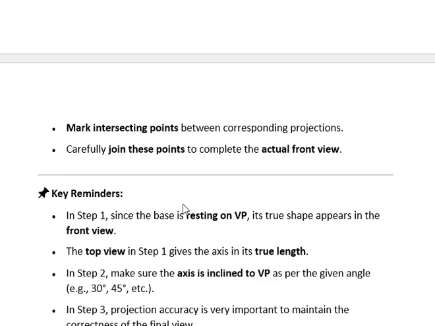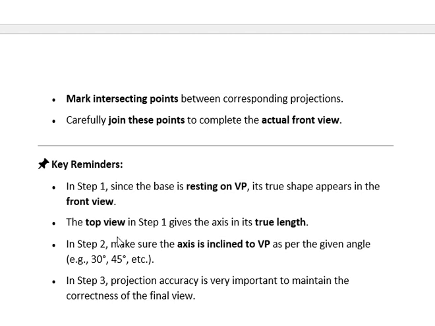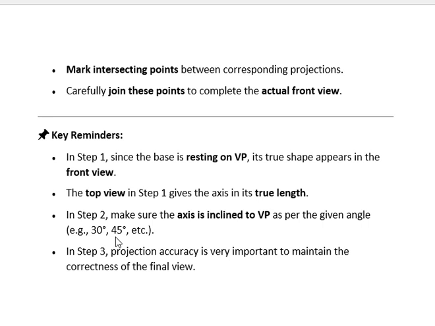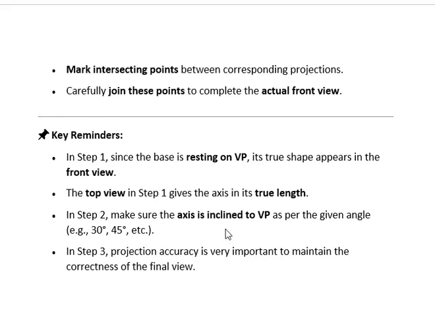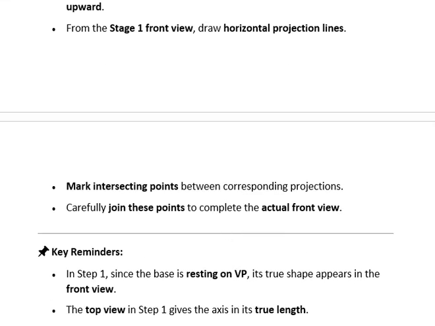Then the key points to remember for approaching this type of problem: in step 1, since the base is resting on VP, its true shape appears in the front view. The top view in step 1 gives the axis in its true length. In step 2, make sure the axis is inclined to VP as per the given angle. That may be 30 degrees, 45 degrees, etc. It may be anything. Then projection accuracy is very important to maintain the correctness of the final view. These are all the key points one has to remember for solving problems in this type of topic.